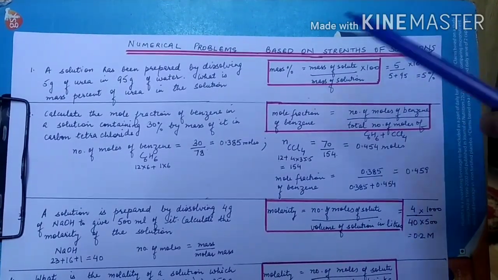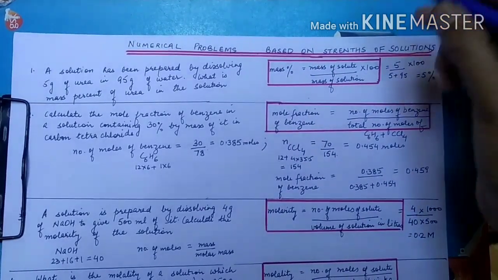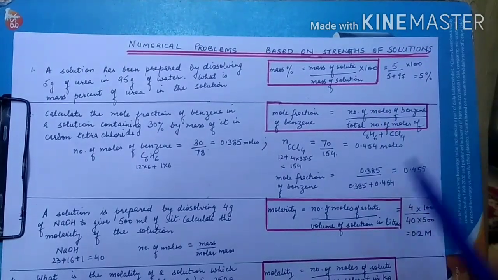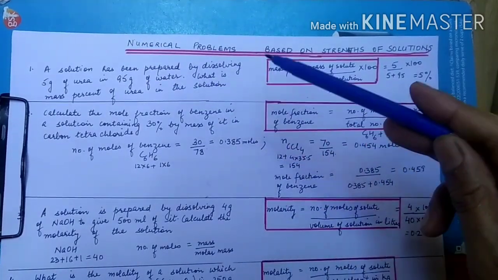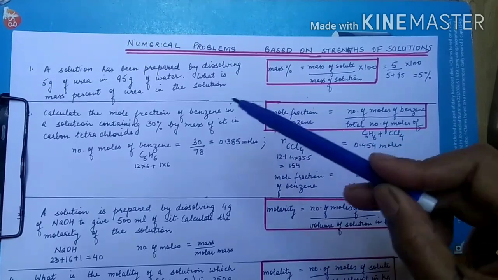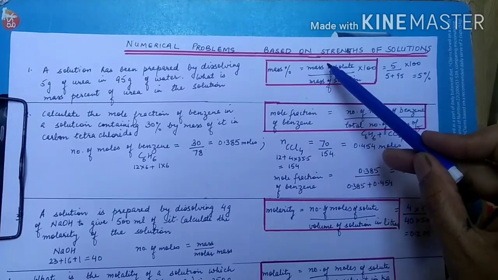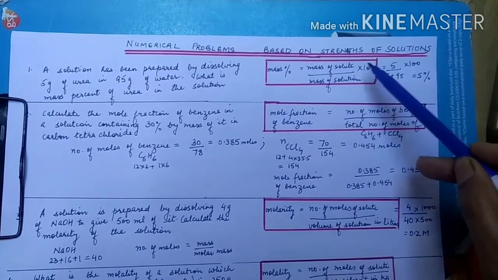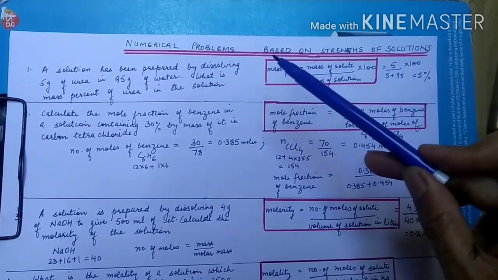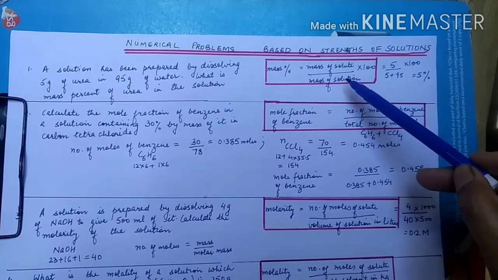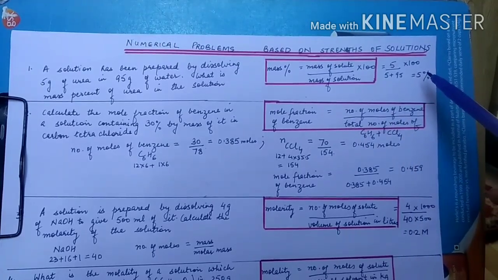Let us now calculate some problems which are based on the strengths of solutions. So first is, a solution has been prepared by dissolving 5 grams of urea in 95 grams of water. What is the mass percent of urea in the solution? So for mass percent, the formula is mass of solute upon mass of solution into 100. Mass of solute is 5 grams of urea. Mass of solution will be 5 plus 95, which comes out to be 100. So 5 upon 100 into 100, the 100s cancel out, we get 5%.